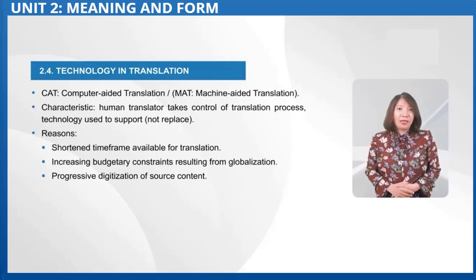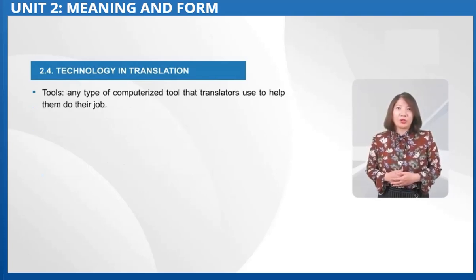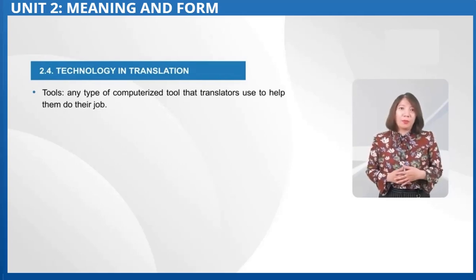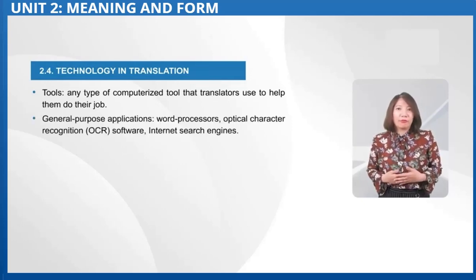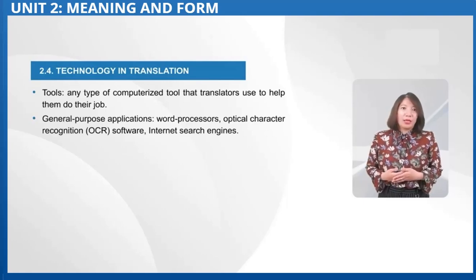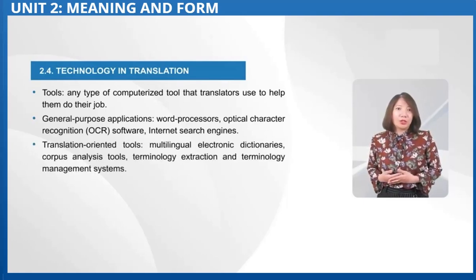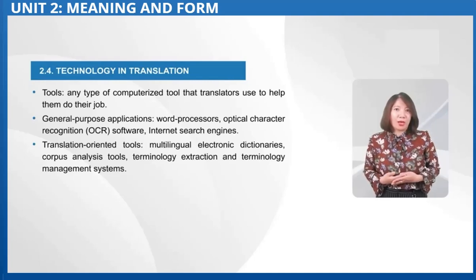And there are many different kinds of tools which are used in translation. That could be actually any kind of computerized tool that translators use to help them do their job. That could be general purpose applications like Word, which we often use in our computer, optical character recognition, which is shortened as OCR software, internet search engines like Google Translate, or that could be translation-oriented tools like multilingual electronic dictionaries, corpus analysis tools, terminology extraction and terminology management systems.